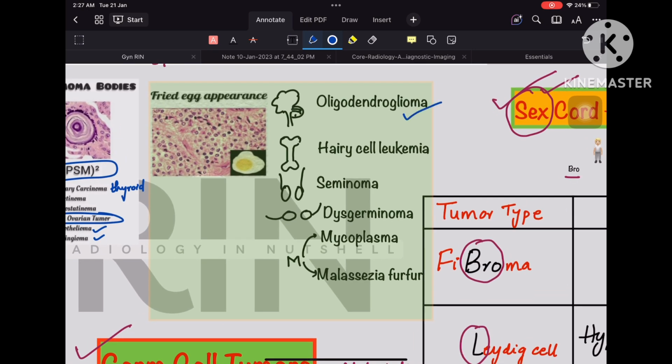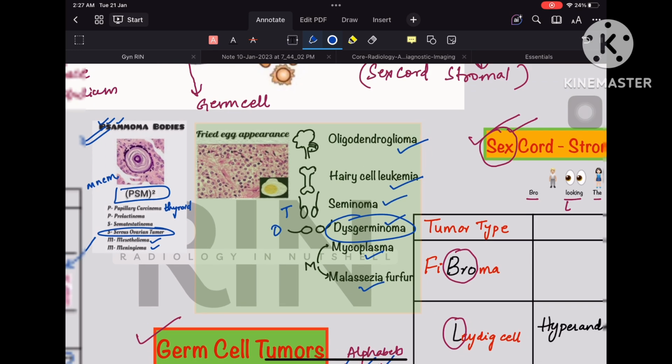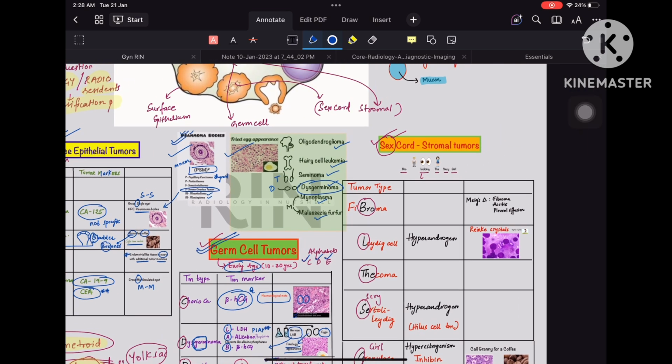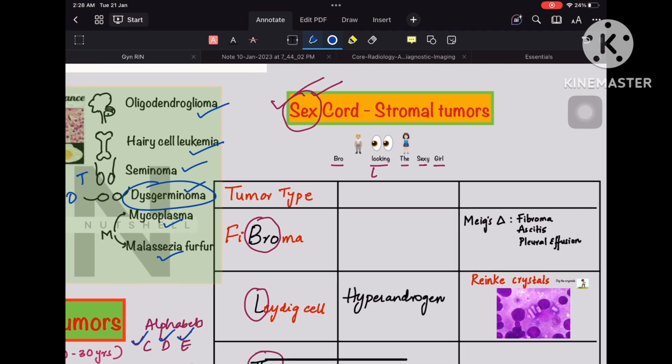Fried egg appearance, as we have seen, is otherwise seen in other conditions also: in the brain oligodendroglioma, in the bone marrow hairy cell leukemia, in the testis seminoma, in the ovaries dysgerminoma, and in microbiology you have mycoplasma and Malassezia furfur. So dysgerminoma and fried egg appearance are done along with this simultaneously. So those are also NEET PG bits.